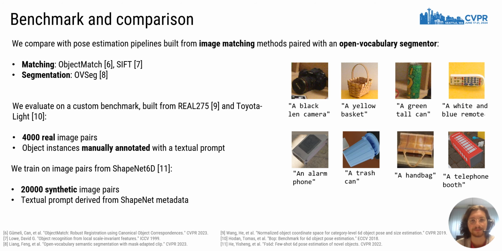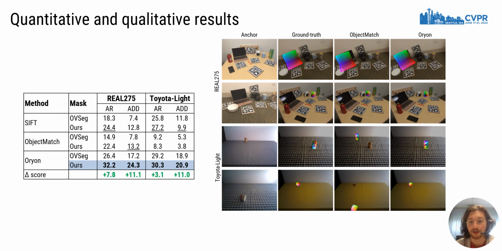In this table you can observe our results, and we can see that we outperform both baselines, both when using our predicted mask, and also when using the mask from OVSeg, while on the right you can observe the qualitative results that show that the poses predicted by Orion are visually accurate.